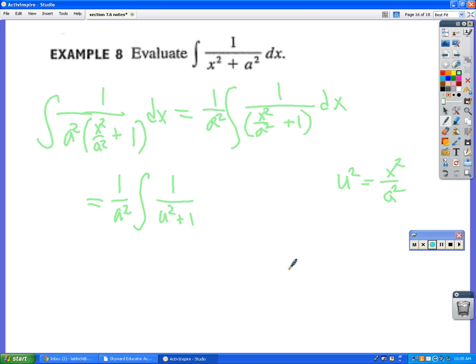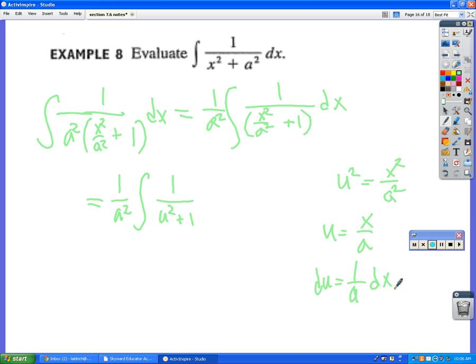If u squared equals x squared over a squared, then that means that u equals x over a. If I know that u squared equals x squared over a squared, to get our du, I need my u first, so I took the square root of both sides. Now that we know what u is, I can take the derivative of that, which is, because this is a constant, 1 over a.